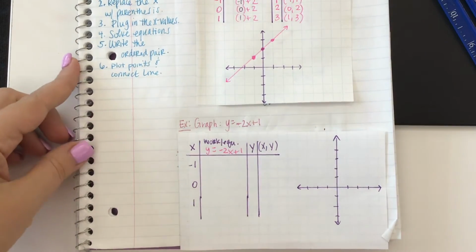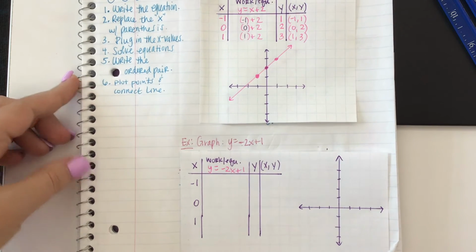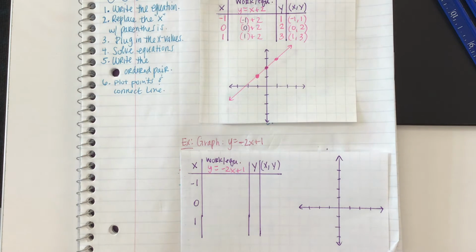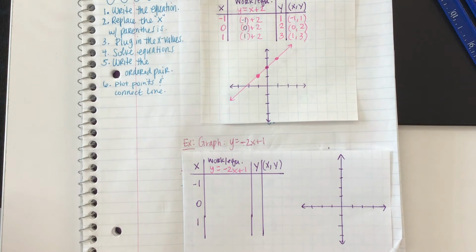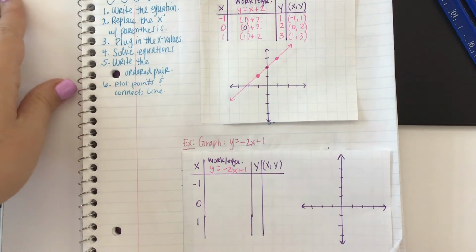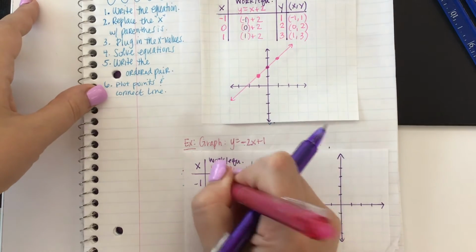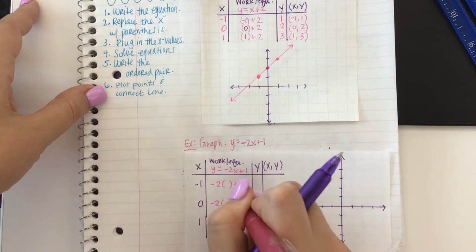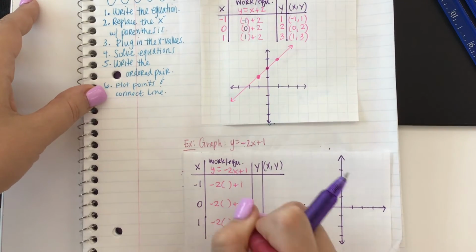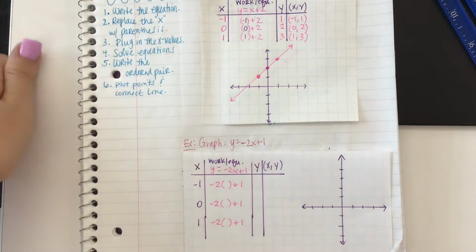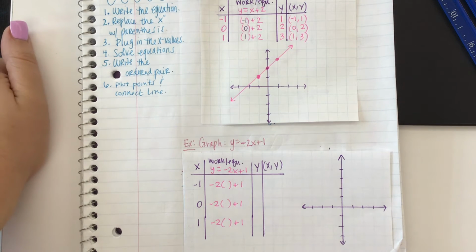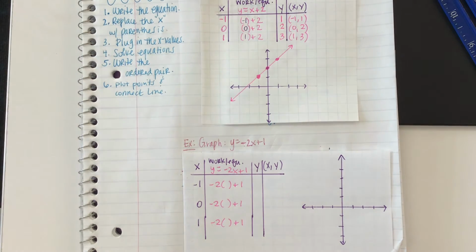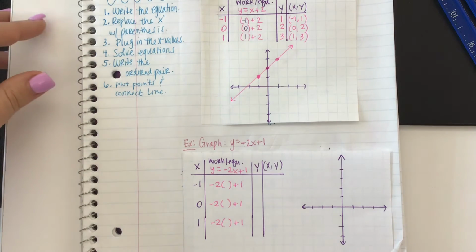And I will follow the steps that I wrote down to make life just a little bit easier for you. And then we're going to go ahead and replace the x with parentheses. So I have negative 2 parentheses plus 1, negative 2 parentheses plus 1, negative 2 parentheses plus 1. Now remember, when a number is next to parentheses, that operation is multiplication, and multiplication goes before addition. So you need to remember your order of operations in order to solve these equations.